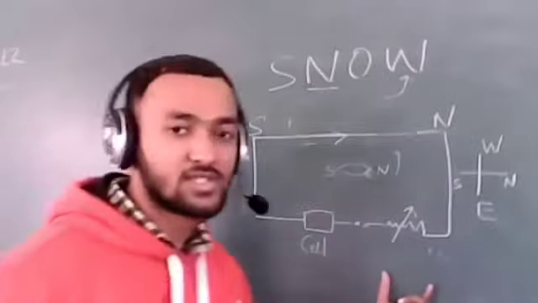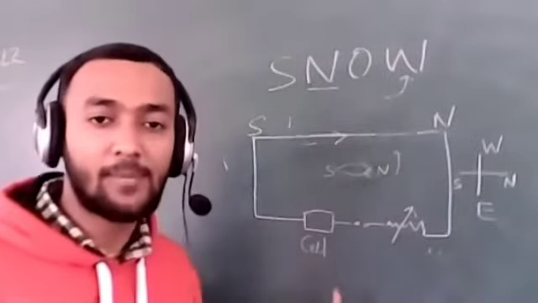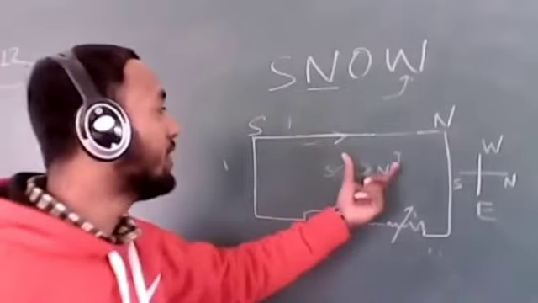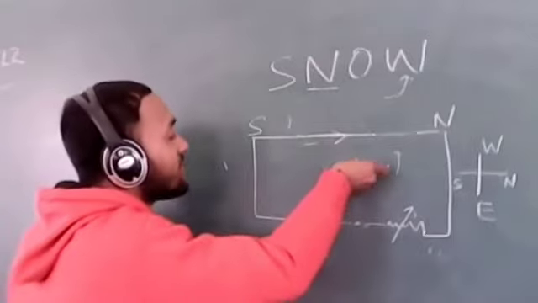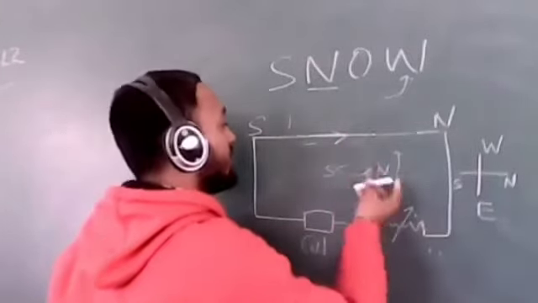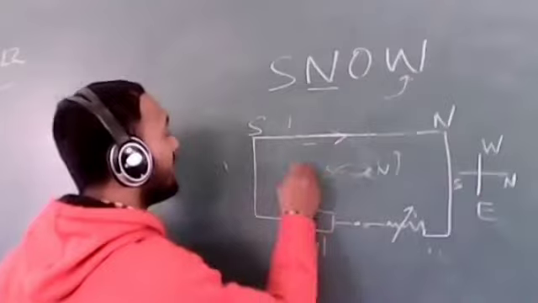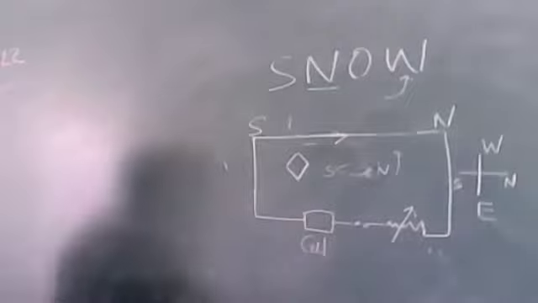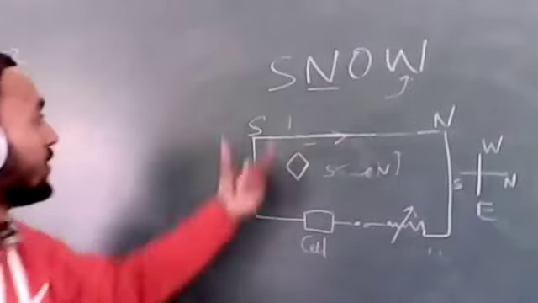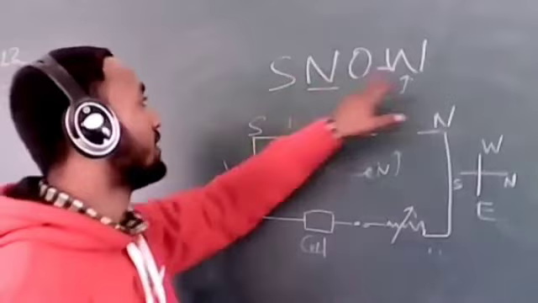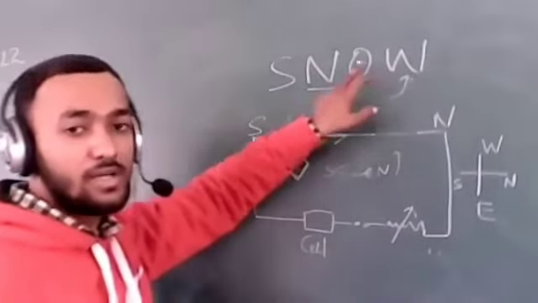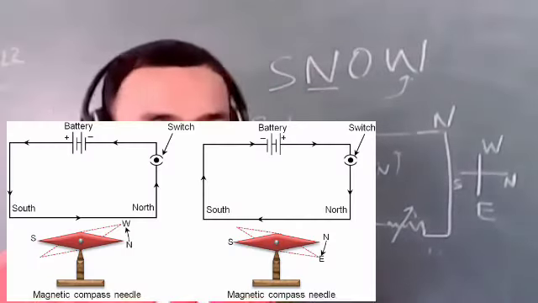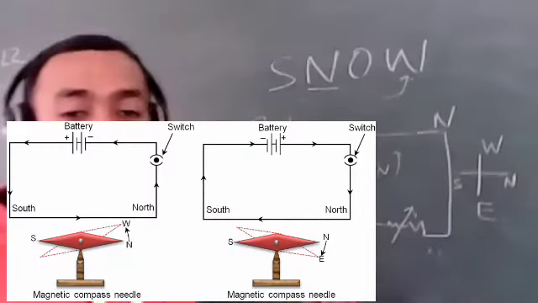As we decrease the resistance, the amount of current increases. As the amount of current increases, the deflection will be more, and finally it reaches full west direction, meaning perpendicular. This needle will be like this. Okay. So by the SNOW rule, we can see that, and when current flows from north to south, the deflection will be towards east. So for now, you just revise this Oersted experiment.